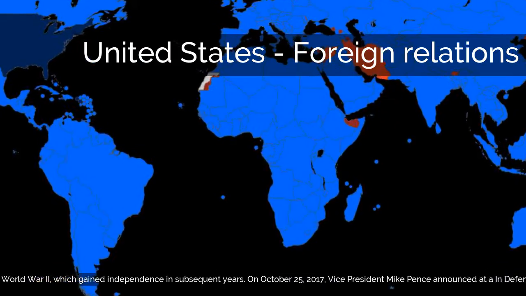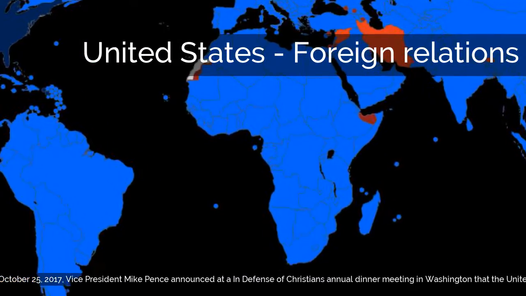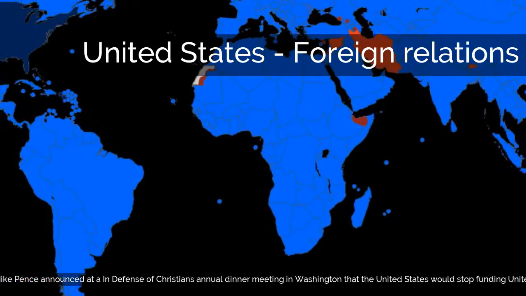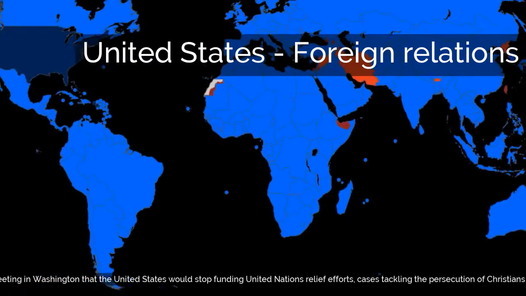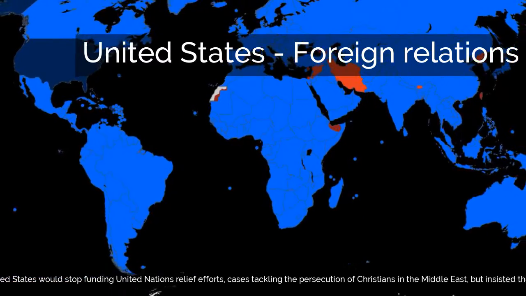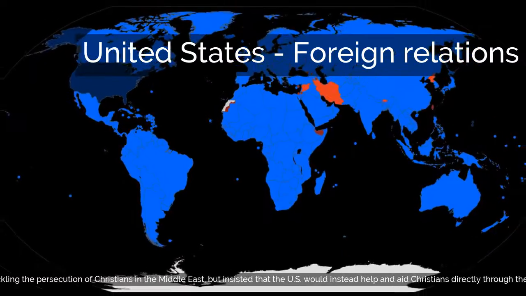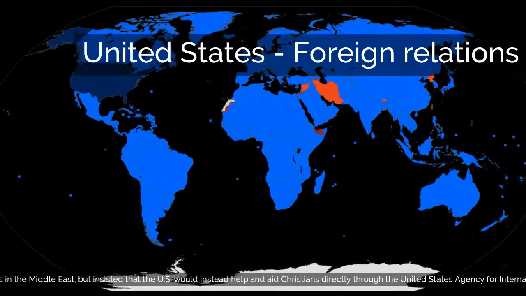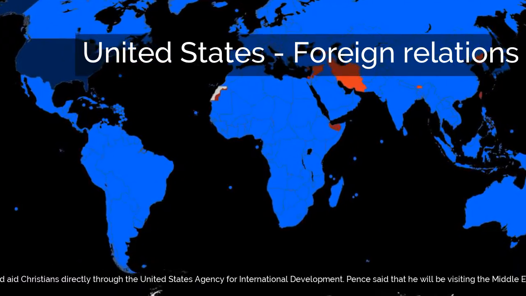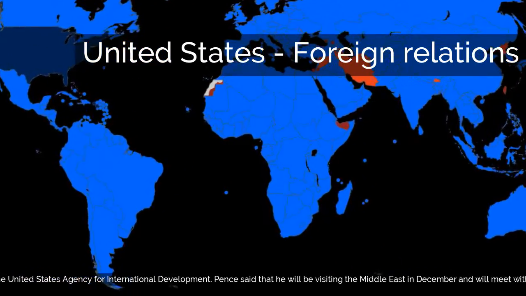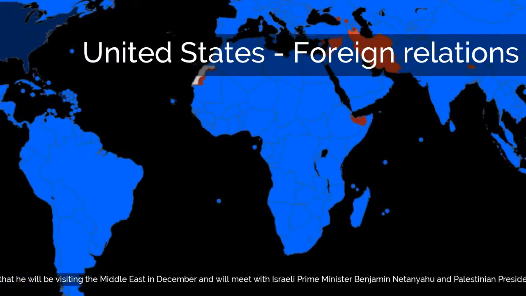On October 25, 2017, Vice President Mike Pence announced at an In Defense of Christians annual dinner meeting in Washington that the United States would stop funding United Nations relief efforts, cases tackling the persecution of Christians in the Middle East, but insisted that the U.S. would instead help and aid Christians directly through the United States Agency for International Development. Pence said that he will be visiting the Middle East in December and will meet with Israeli Prime Minister Benjamin Netanyahu and Palestinian President Mahmoud Abbas to discuss peace agreements.